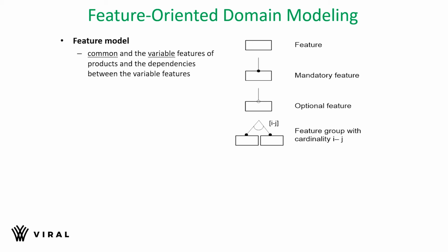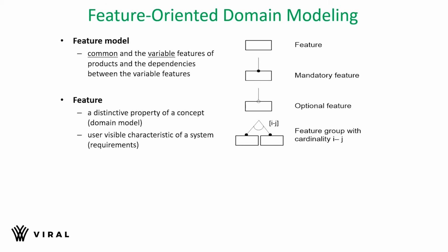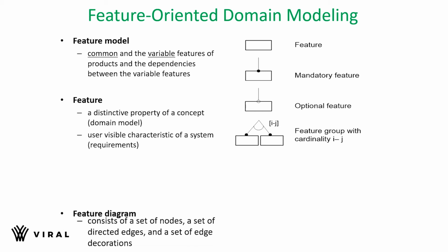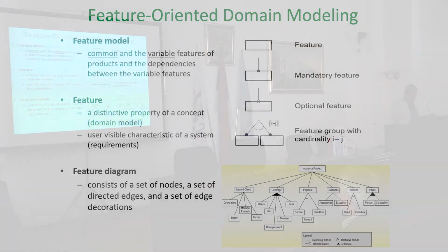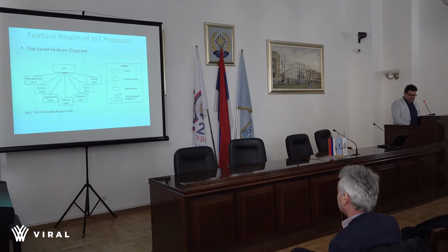We should determine the mandatory features, optional features, and then we list all the features that we can select. A feature is like a property of a concept of a domain model, for instance, for farm management information systems. There are, of course, different features, but for your application, you can select particular features. Not all the features are valid for your application, of course. And then we come up with these kinds of feature diagrams, which consist of a set of nodes and a set of directed edges.